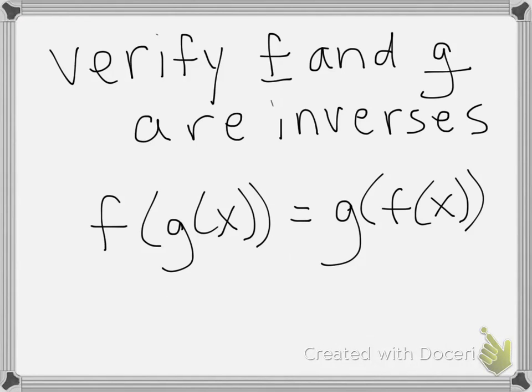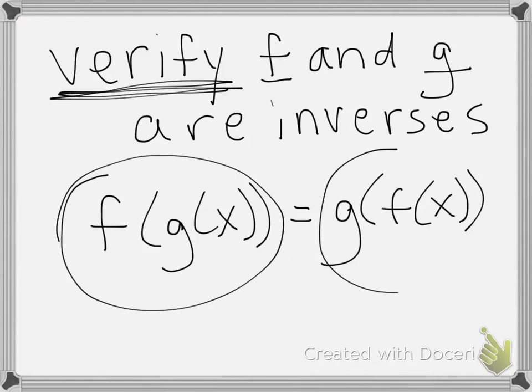Okay? However, if you have two functions that are suspected to be inverses, we can verify or prove that they are inverses by doing the composition like we did in 6.3. So we can do f of g of x equals g of f of x, and this is not very hard either. Let me show you how to do this.